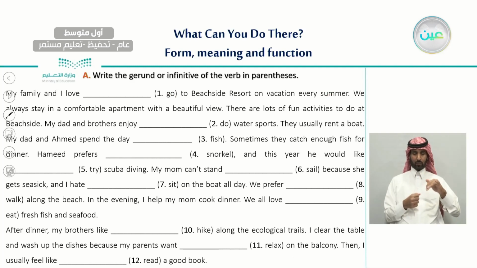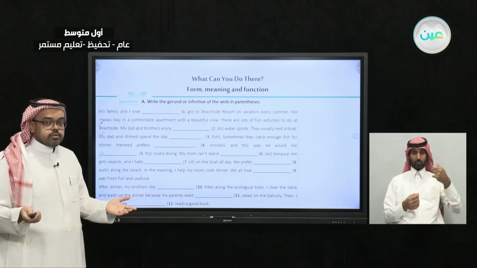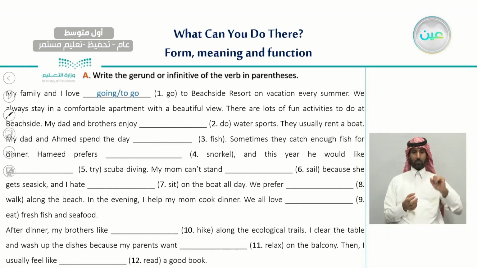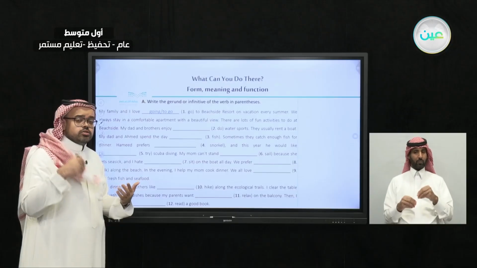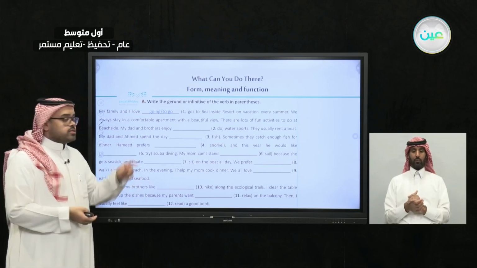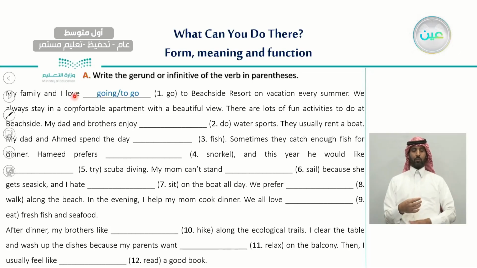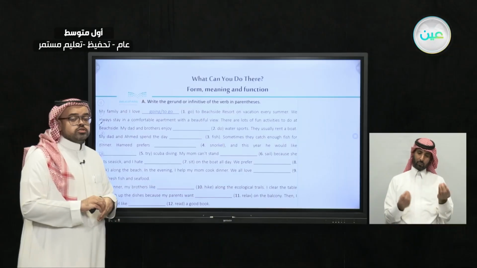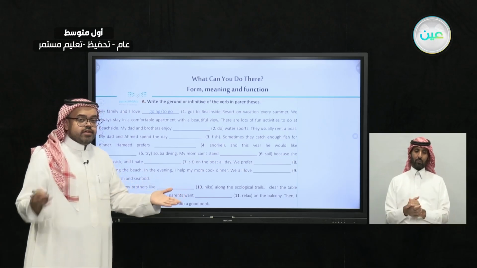And what should we put the verb go? Is it with gerund or infinitive? Very good. So here we can use it either with gerund and infinitive. But why? Why didn't we choose only one form? Excellent, because the verb that comes before it is love. And we said that love is one of the verbs that we can use both with gerund and infinitive.